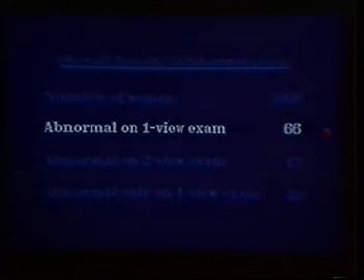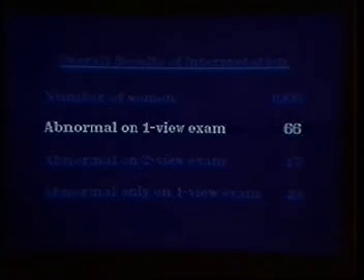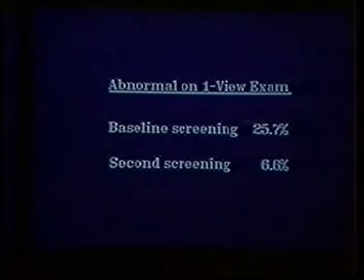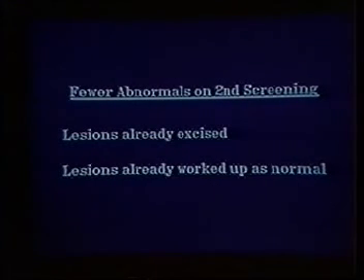First, let's examine the women who are abnormal on single-view exam, all women. Well, this 66 out of 1,000 calculates to 6.6%. This is a much lower number for second screening than we observed in the baseline situation. Why is this number lower? Well, there are two major reasons why this occurs. First one is that some lesions detected on baseline examination have already been taken care of. They've been biopsied. They're no longer there to be seen the second time.